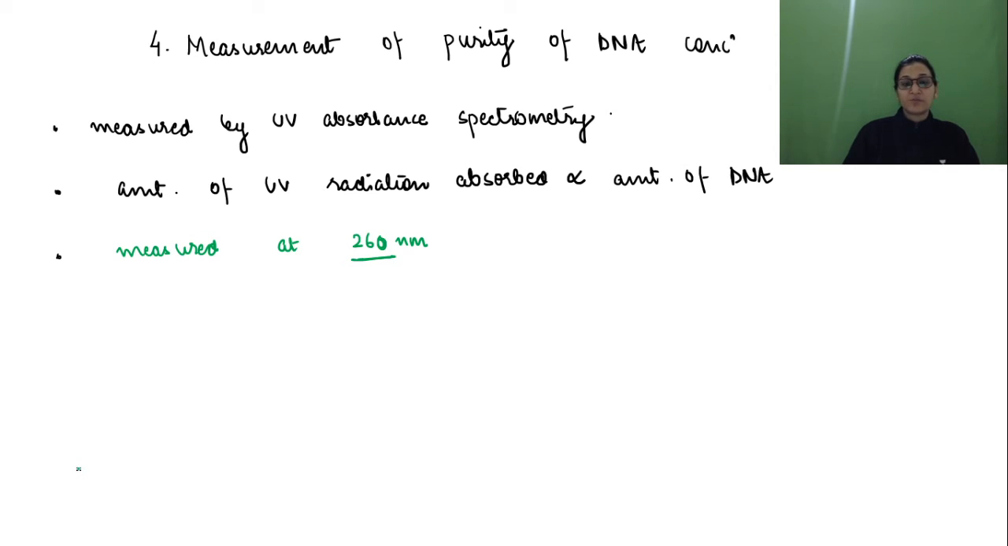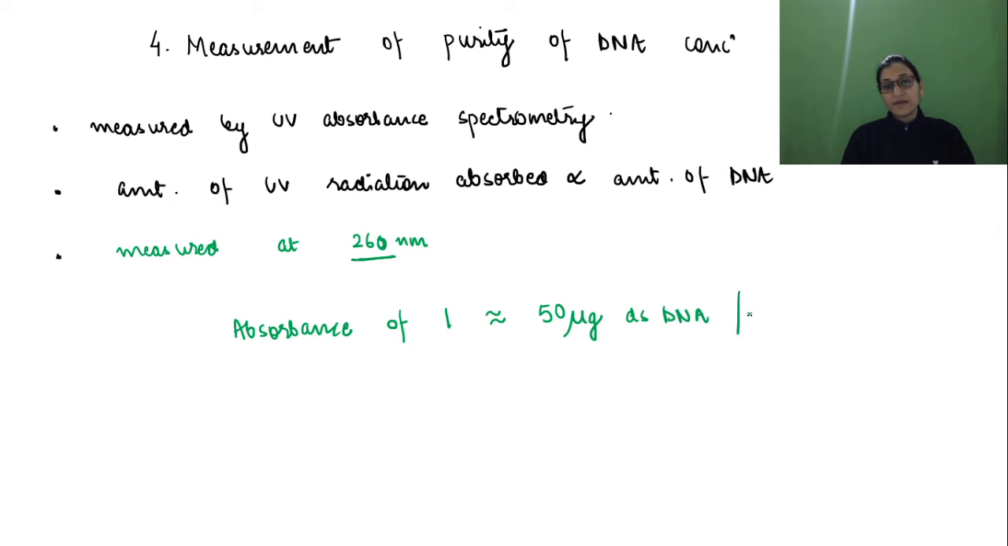Remember, this is much more important: an absorbance of 1 is equivalent to 50 microgram of double stranded DNA per ml. So this is the thing which is said.